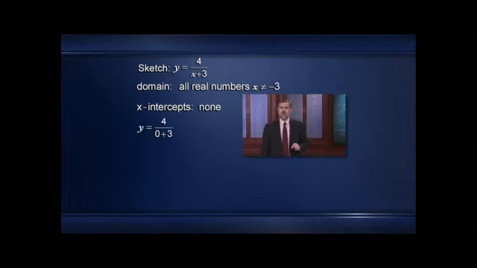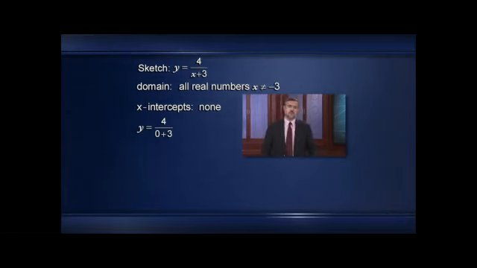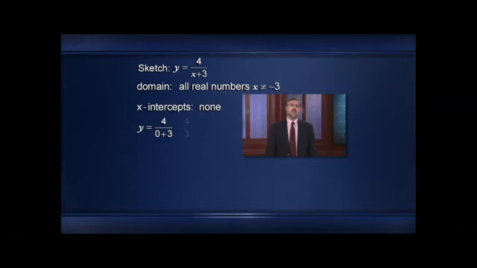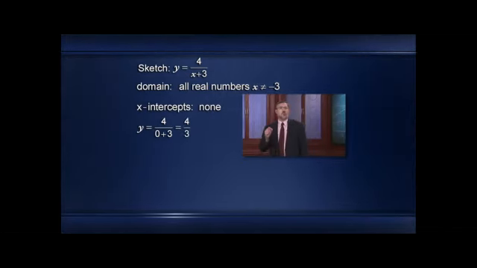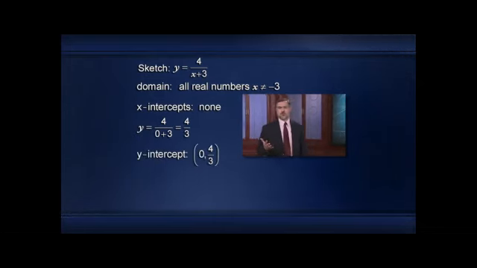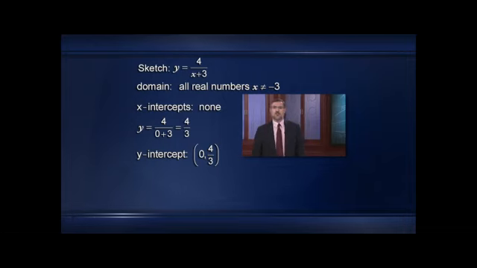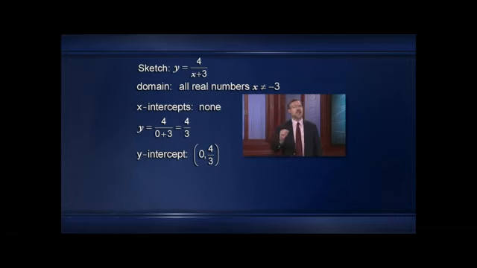In this case, you're going to plug 0 in for x, and you're going to have y equals 4 over 0 plus 3, because you've plugged 0 in for the x, and that means y equals 4/3. So the y-intercept in this example is pretty straightforward. It's the point 0, comma, 4/3. Now, if you've got a piece of graph paper in front of you and you've drawn your x and y axes, you can actually plot that point now, 0, comma, 4/3, and now you have a point on this graph.